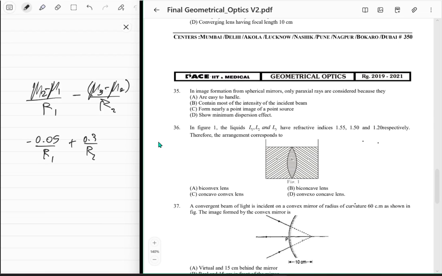Now at this point, we have to go with some assumption that R1 and R2 must be the same, otherwise we cannot solve it. From the figure, it looks like these are the same. So this just becomes 0.025 upon R. So the focal length is positive. So can it be a concavo-convex lens? Can it be a biconvex lens? Well, it doesn't look like it.